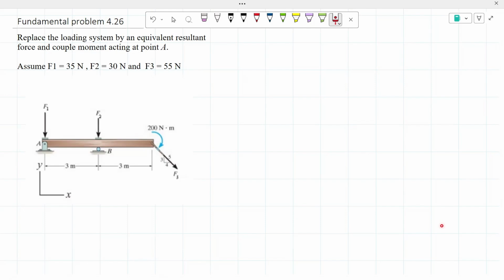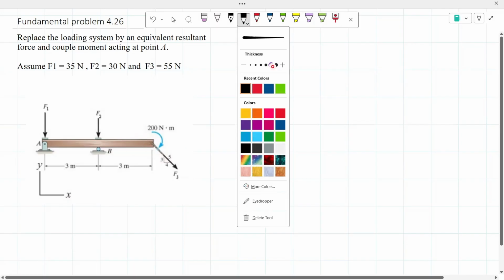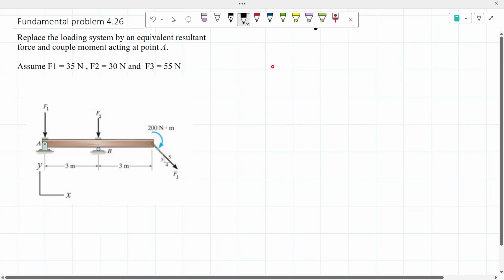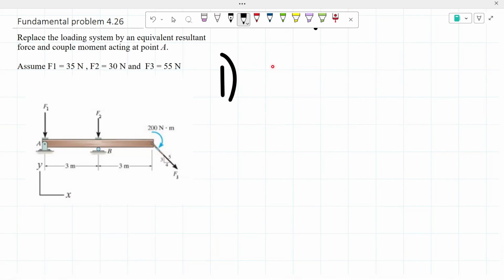So the first thing that I'm going to do is take force 3 and split that up into its x and y components. We're going to have that vertical force going downwards since it's slanted downwards, and that horizontal force going to the right since this is also slanted to the right. Let's start with that. So the first step is finding our y component.